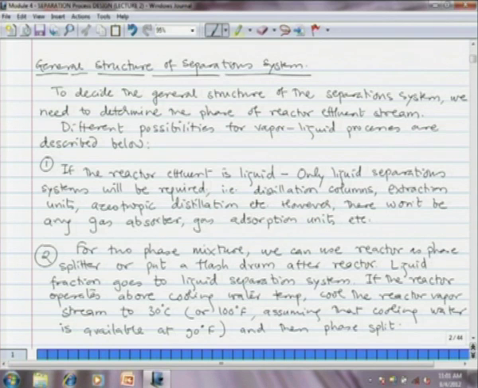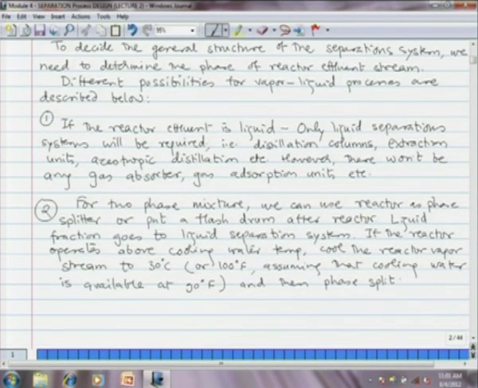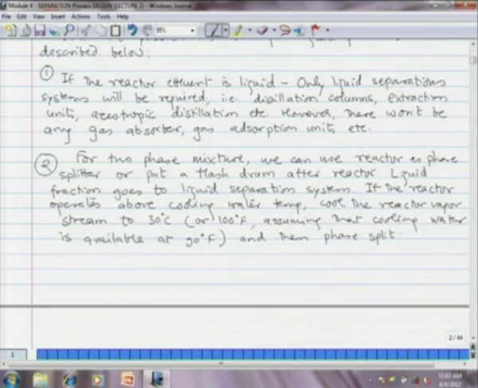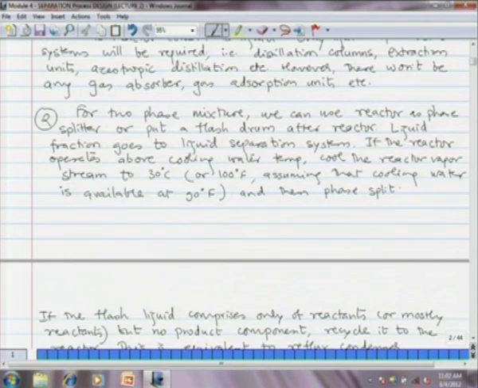First is that if the reactor effluent is completely liquid, then only liquid separation systems will be required, such as distillation column, extraction units, azeotropic distillation, etc. However, there will not be any gas absorber, gas absorption unit, etc. For two phase mixture, we can use the reactor as phase splitter, or we can put a flash drum after the reactor where the phase split occurs. The liquid fraction emerging from the flash drum will go to the liquid separation system.